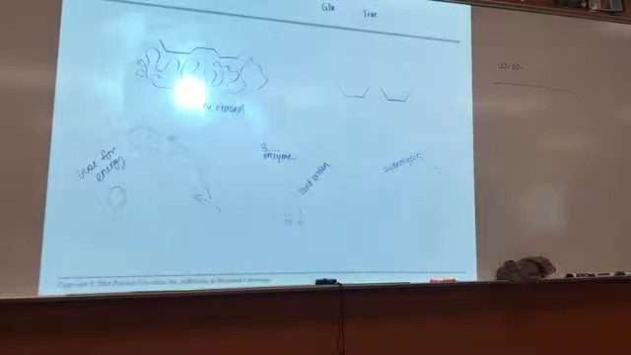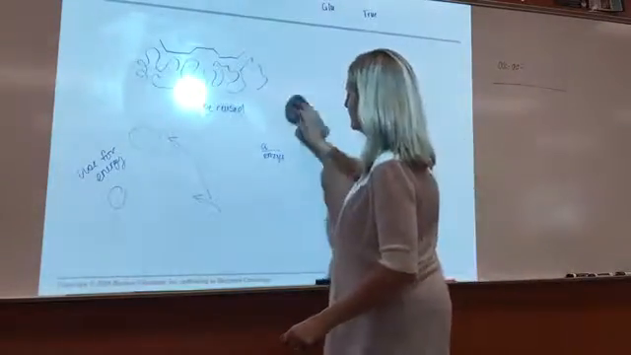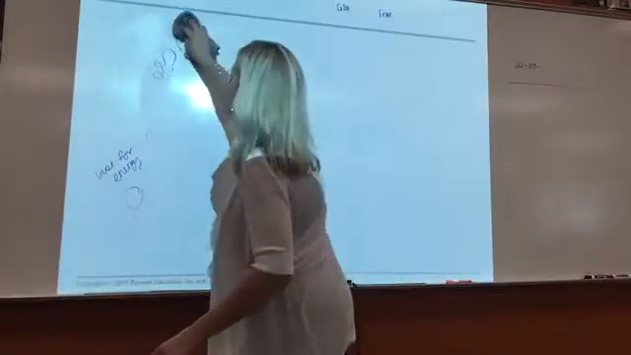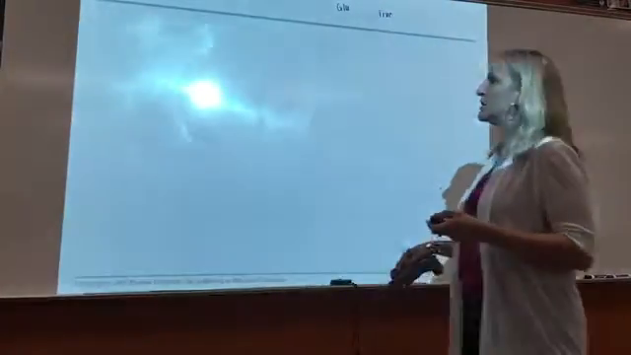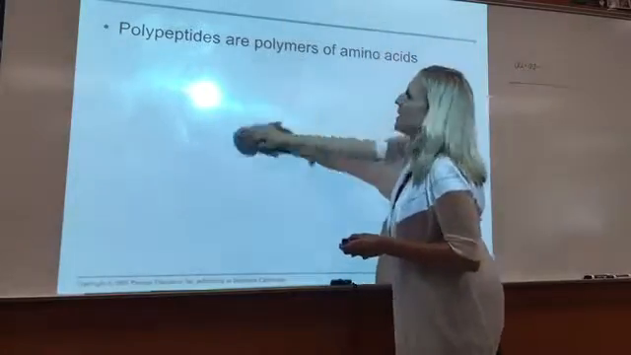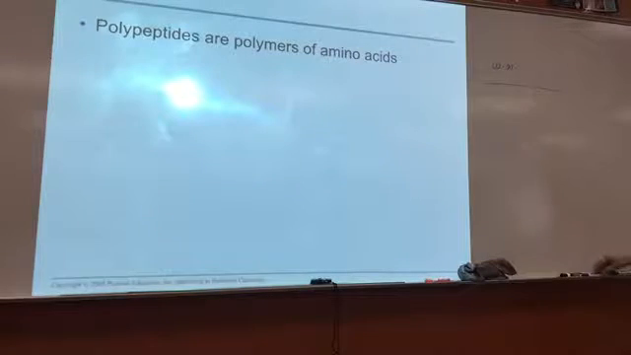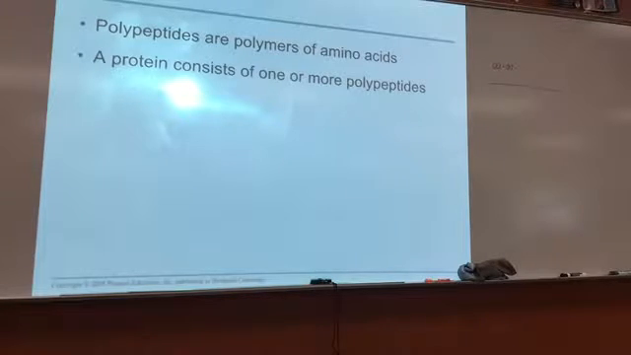All right, so proteins, as we said, are chains of amino acids, no matter what function a protein has, whether it's acting as an enzyme or something else. Polypeptides: poly means many, and peptide refers to amino acids. So we usually call chains of amino acids polypeptides. A protein consists of one or more polypeptides.